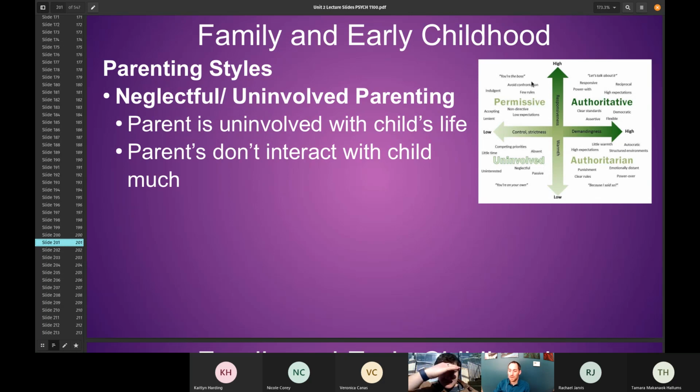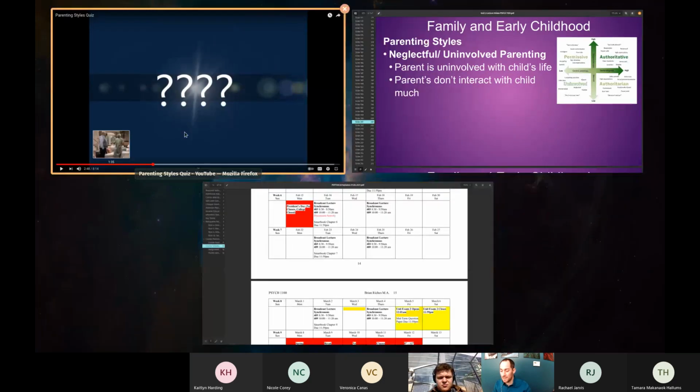Then we've got another comment also agreeing with authoritative for Uncle Phil throughout the whole show. Not everybody has probably seen the whole show, but there may be instances and situations where Uncle Phil is being really authoritarian, but overall very authoritative through the entire series. Great job. Let's watch the next clip and discuss it. This one might not be as clear. We'll see.